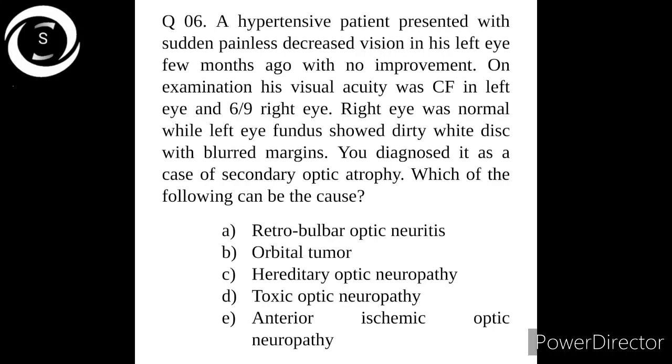So which could be retrobulbar optic neuritis? Well, the age is not given, but hypertension is not related. Then orbital tumor, that is not right. Hereditary, it will present since birth. Toxic, there is no history of alcohol. So it is anterior ischemic optic neuropathy because it is associated with hypertension.